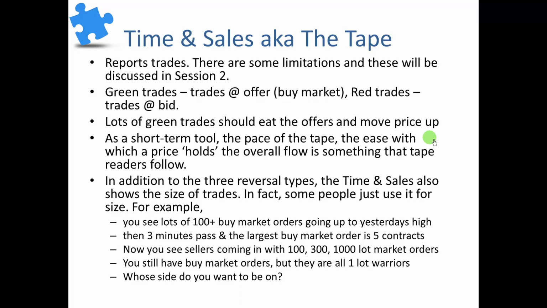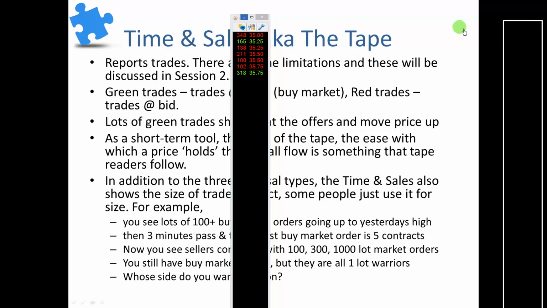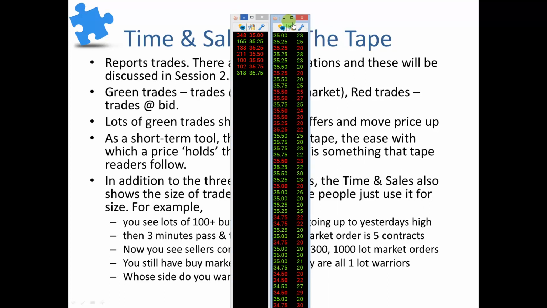Okay, so what about the 3 elements of a reversal? And let's just bring across the time and sales. Okay, and this is a time and sales. There are 2 time and sales here. One is showing all trades. One is showing just the large trades.